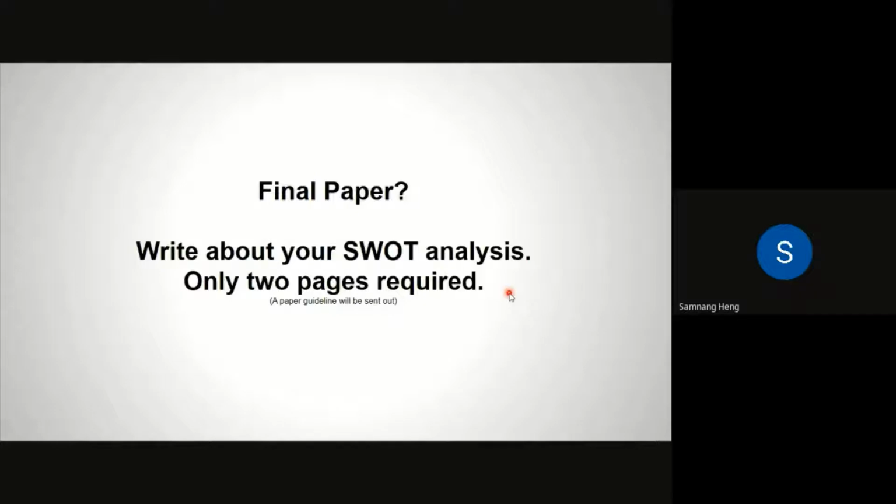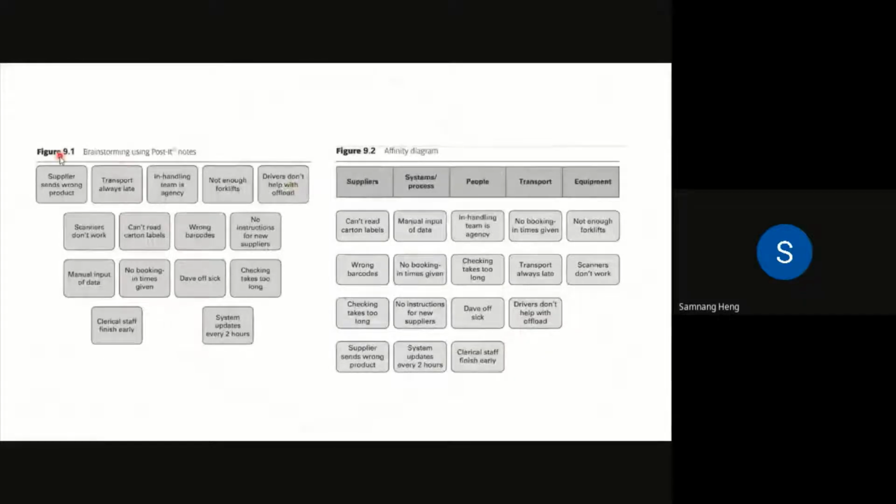What is the difference between figure 1 and 2? Oh, so 9.1 is just any idea, any problem. Let's say, what is the problem with the company right now? So any idea that pops up, you have to write down, note it, right? And number 2, affinity diagram, you have to categorize it, put it in each type, in each category.